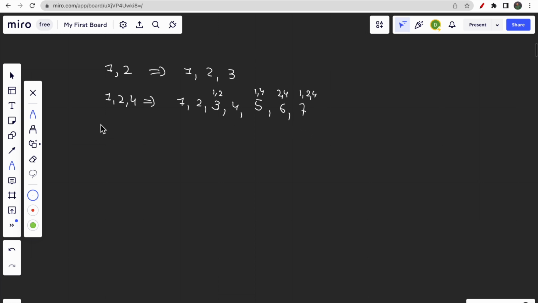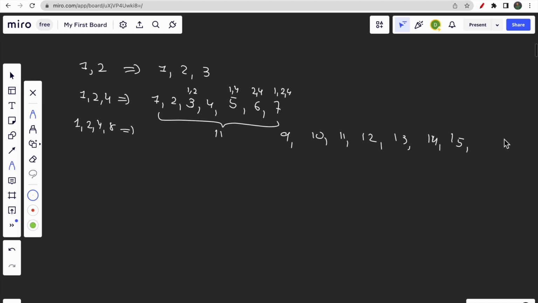Got it? Now if you have elements like 1, 2, 4 and 8, all of these will be produced. Apart from that you will be able to produce 9, 10, 11, 12, 13, 14, 15, till 15 but not 16. You can take the bitwise OR of some of the elements: 1 and 8 produce 9, then 2 and 8 produce 10. Similarly you will be able to produce all the numbers from 1 to 15, but not 16.